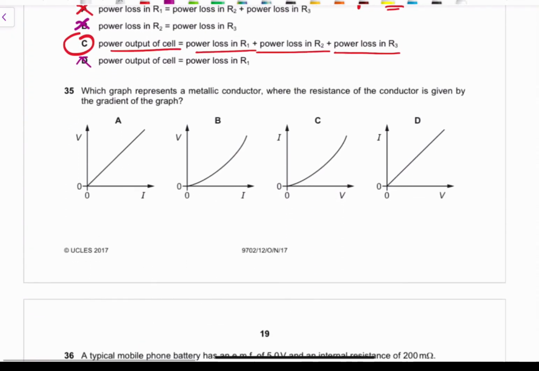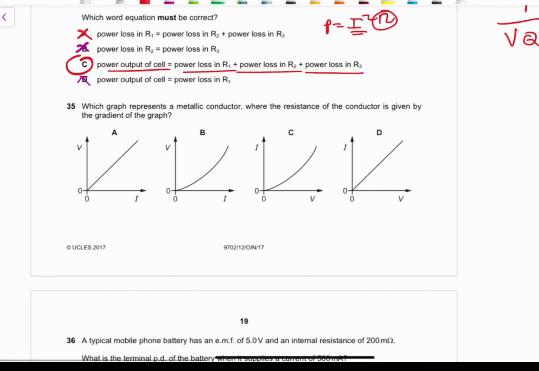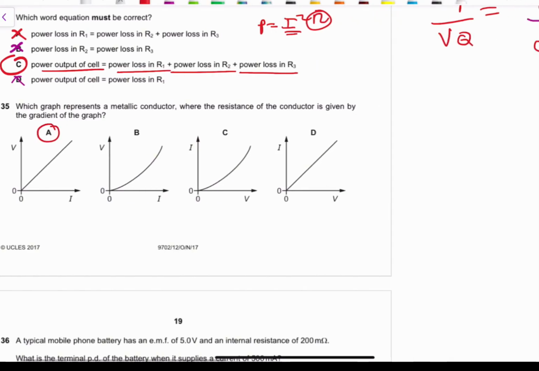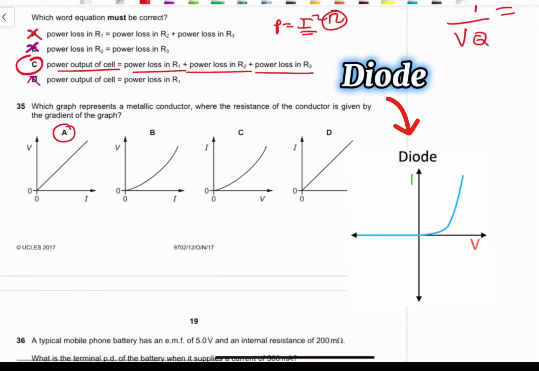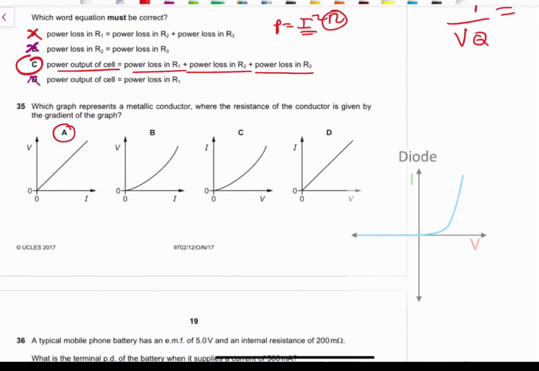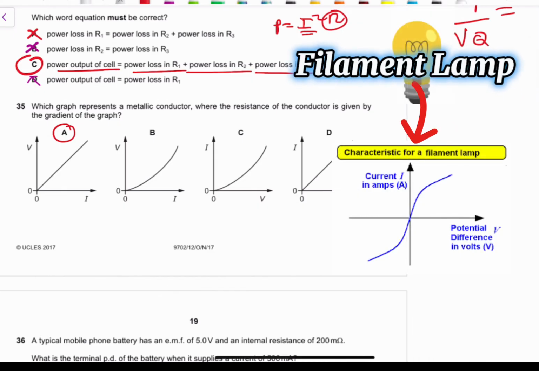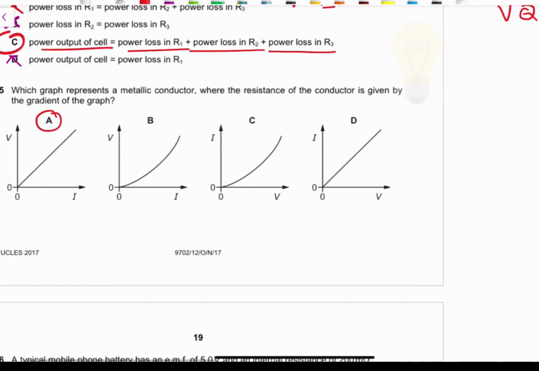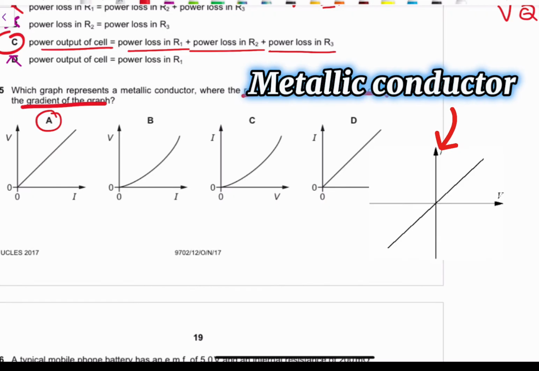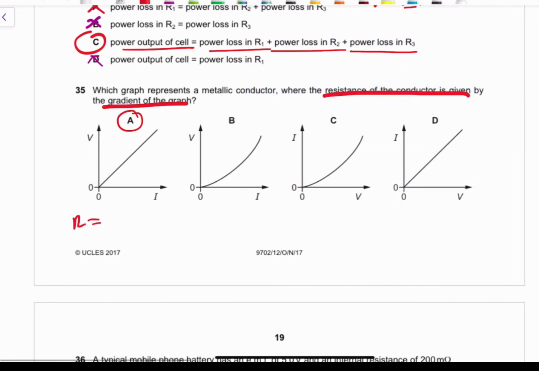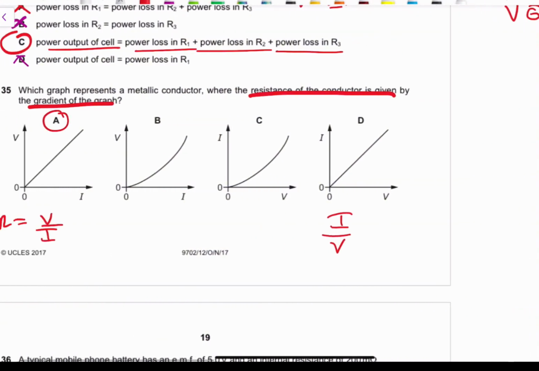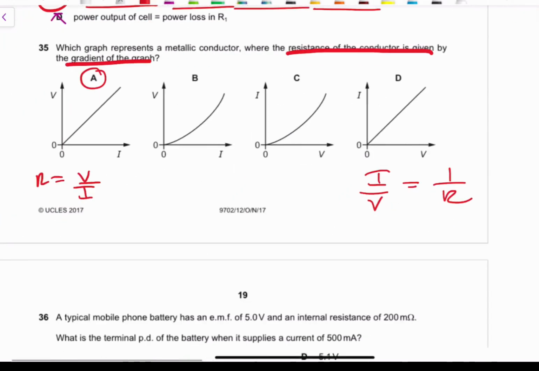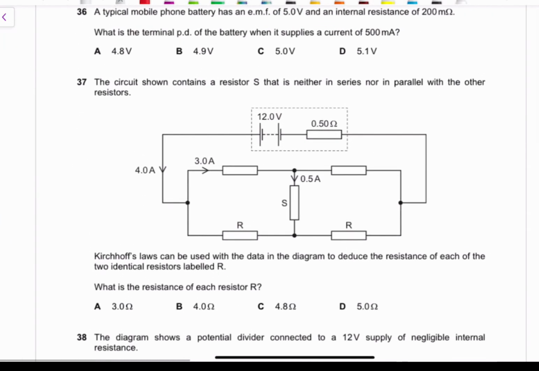Move on to question 35, which gradient shows a metallic conductor. So the metallic conductor is A. And as you can see over here, those are some of the graphs that you need for IV graphs. But this question said the resistance is given by the gradient of the graph. And you know that resistance is actually V over I. And it makes this one correct because D is actually I over V, and this doesn't mean anything. This actually means 1 over R, right?